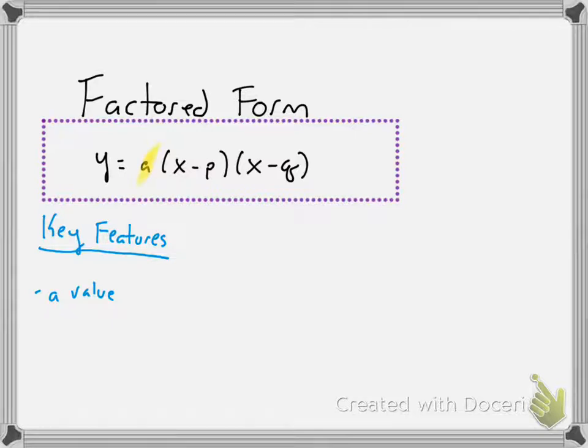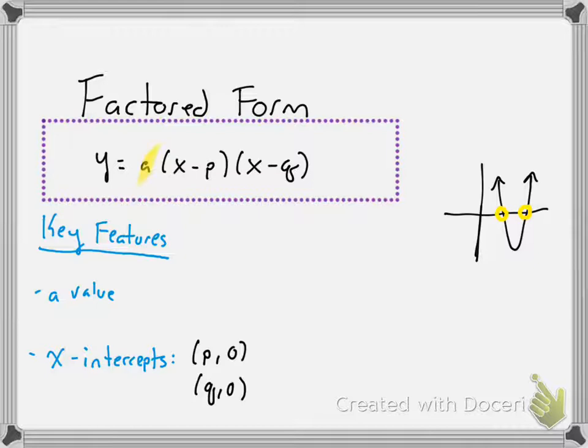And the new thing that factored form tells us is our x-intercepts, or where I'm crossing the x-axis. And a lot of times in a parabola, since I'm in a U shape, I'm going to cross twice, so I'll have more than one x-intercept. So my x-intercepts, if I'm looking in factored form, would be (p, 0) and (q, 0). And notice here that if I look at x minus p, I kind of change the sign there, and my x-intercept would be positive (p, 0).